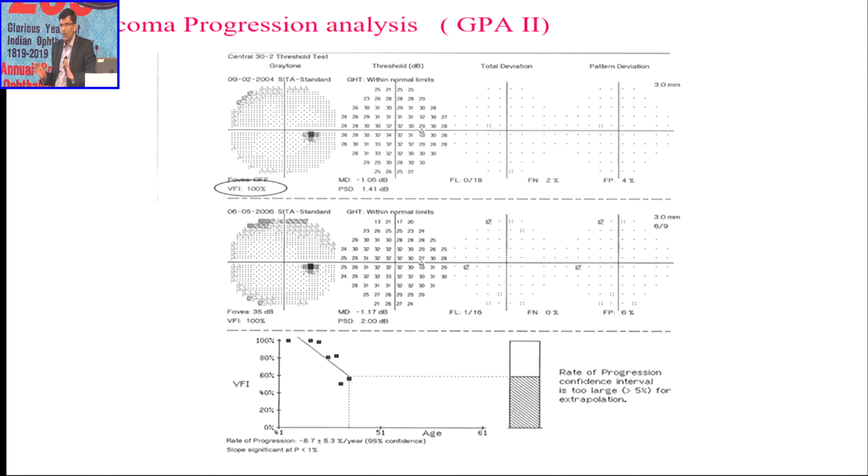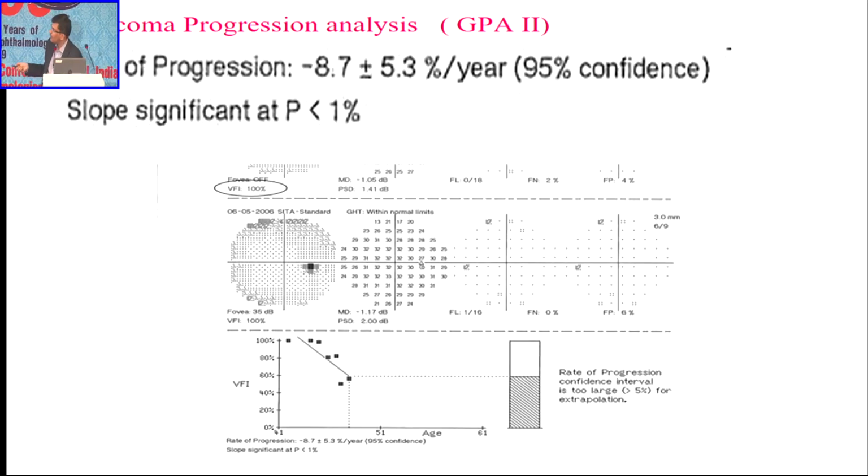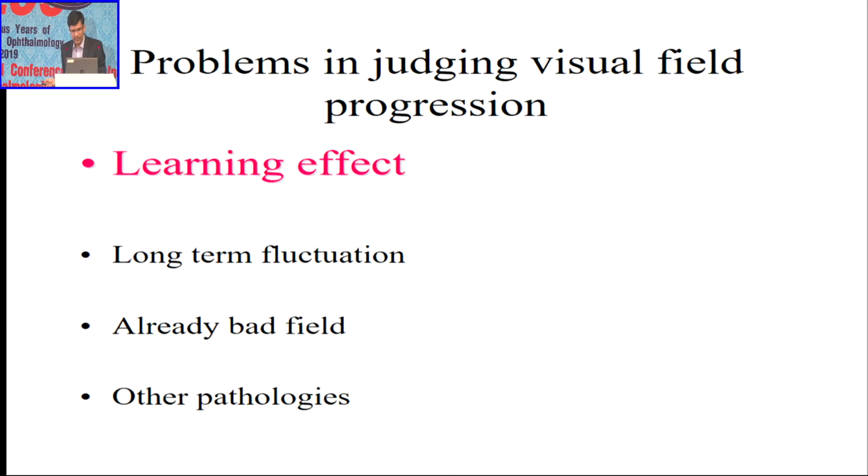So if a person who has got 40 decibels and is losing 1 decibel every year, that means it's quite alarming, it's a fast progression. He's likely to become perimetrically blind over the next 10 or 20 years, right? So this rate of progression of 8% is very fast.